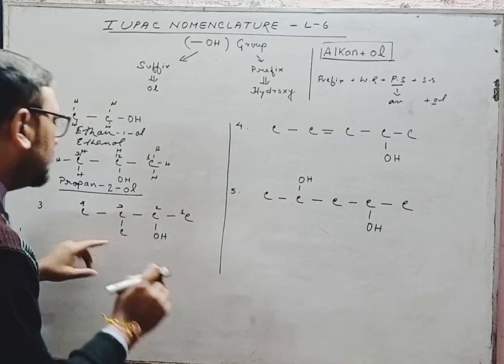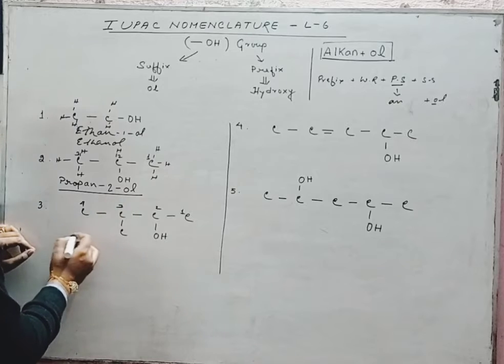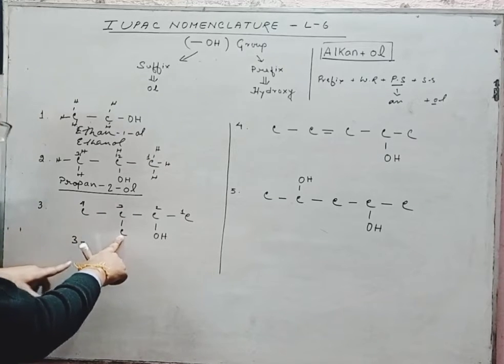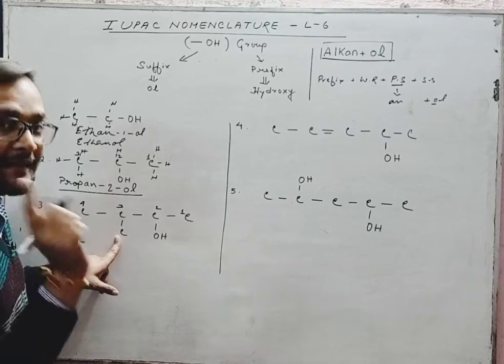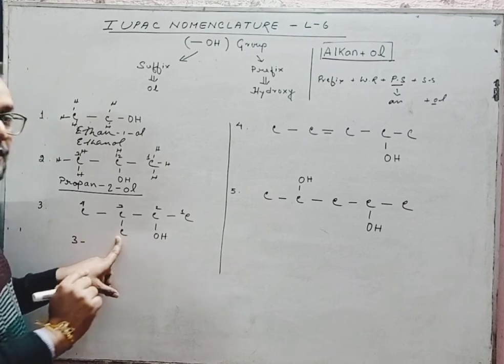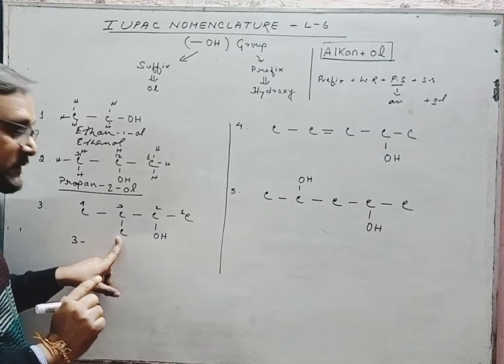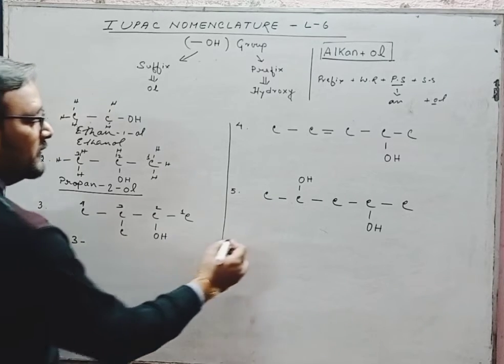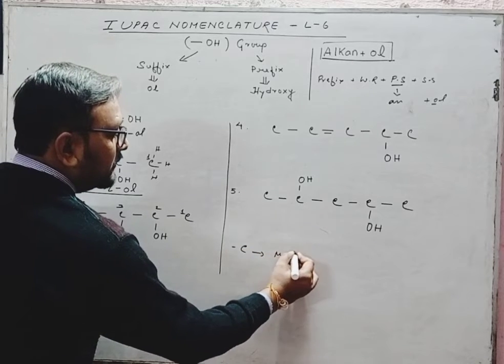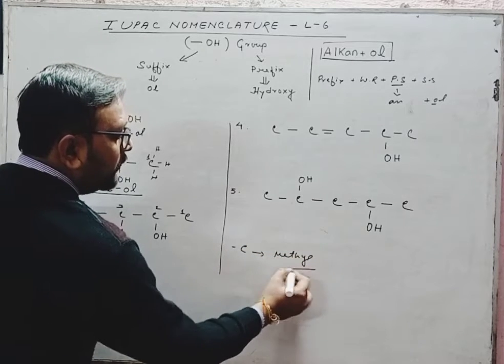Whenever you write the IUPAC nomenclature, always we have to name the substituent first. Okay, now what is the position of this substituent? 3. What is the name of this substituent? How many carbon is there? 1. Now what is this? This is alkyl, right? Now what will be the name of this? Methyl. Yes, because one carbon is here, isn't it? For one carbon, if it is an alkyl group, we write methyl, we add the YL part.